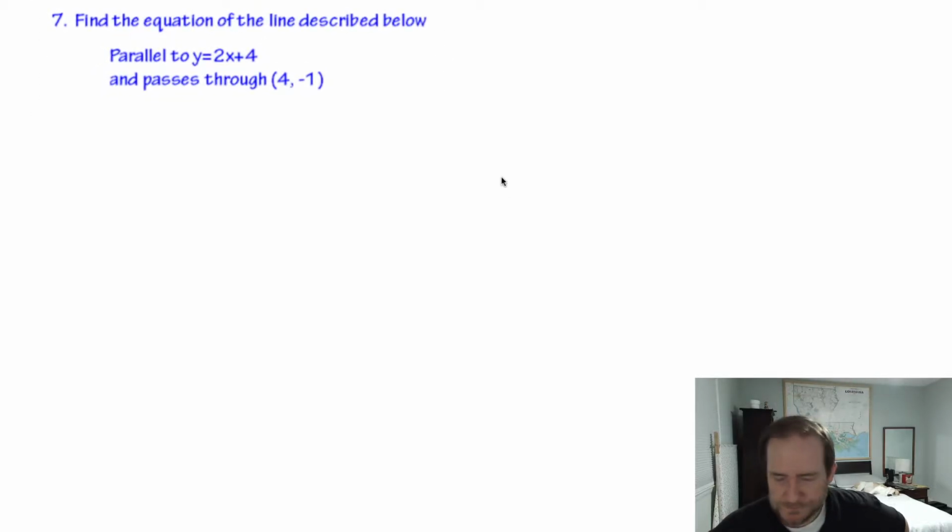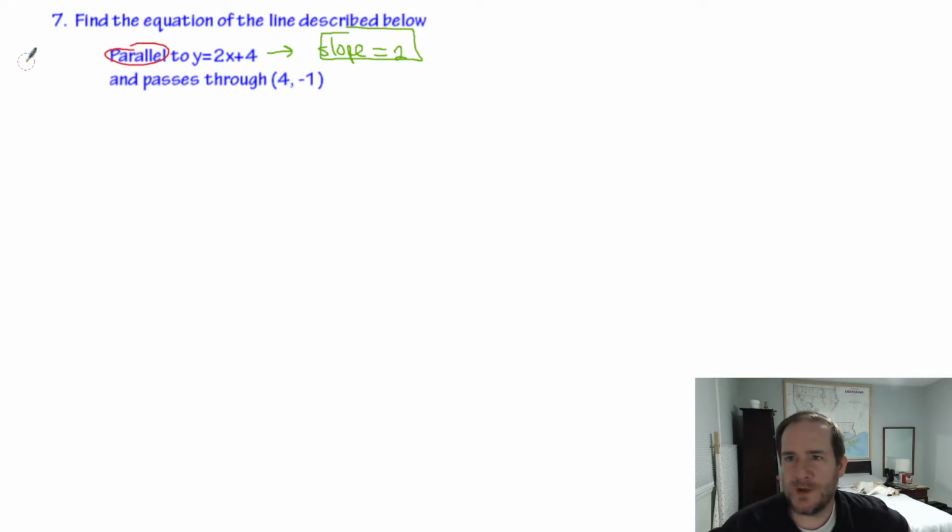But what do we know? Hopefully it's obvious to you that this given equation has a slope of 2, because it's in that y equals mx plus b form. So the slope is just that coefficient. Slope is 2. Now it says we're trying to be parallel. Since we're parallel, our slope has to be 2 as well, right? We also have to pass through the point 4, negative 1. So that means we've got a point, meaning an x1, y1 thing going on, 4, negative 1.